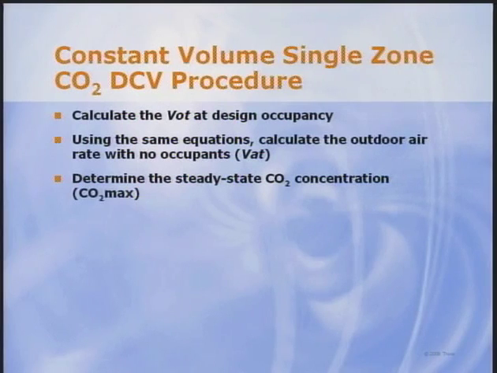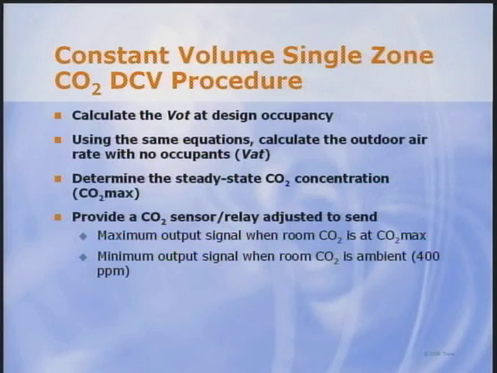These values are used to configure the space CO2 sensor, or a CO2 sensor paired with a signal converter or proportional relay, which must be able to provide a signal proportional to CO2 concentration over an adjustable range. For instance, the sensor would be adjusted to provide a 20 milliamp signal at CO2 max and proportionally down to a 4 milliamp signal at the ambient concentration used in the calculation of CO2 max. Almost all commercial CO2 sensors have this capability without the need for a converter or relay.